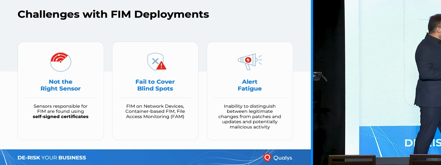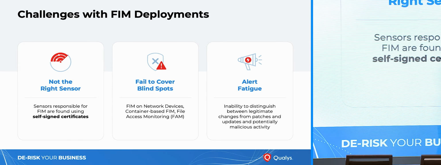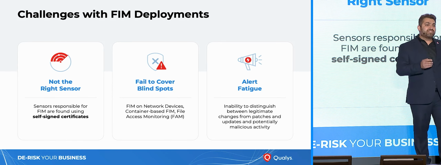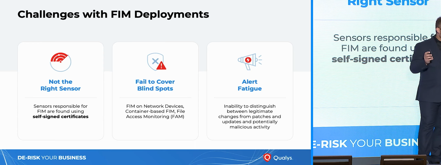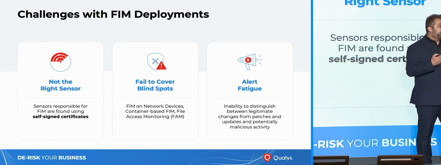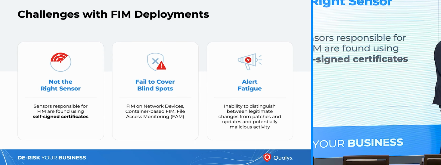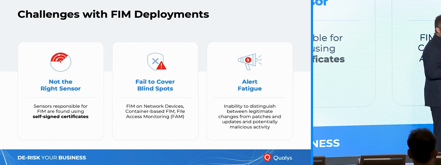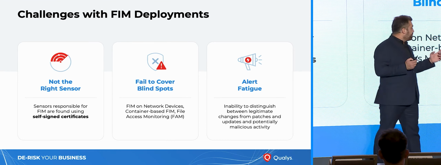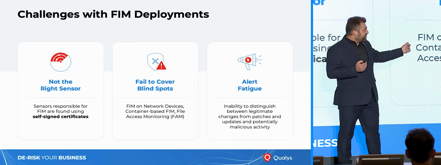Traditional solutions failed to cover the blind spots: the network devices, containers, and access monitoring. FIM is integrity monitoring. Changes on a file will be detected. But what if I am just accessing a file, copying the data, with no changes at all? Would you be able to detect that? So there's a blind spot: access monitoring.